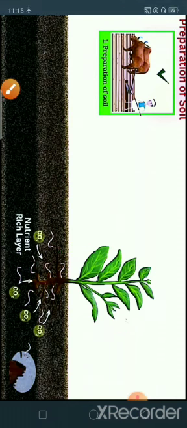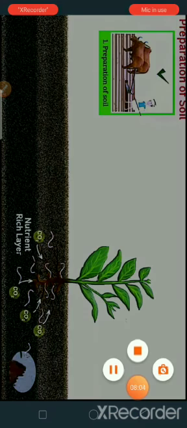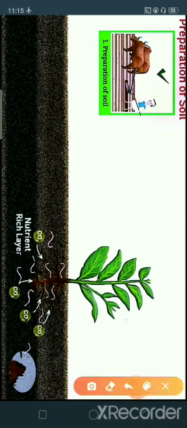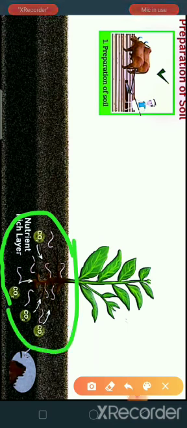Also, the loosened soil helps the microorganisms, such as microorganisms and earthworms present in the soil, to grow. These organisms make tunnels and further help to loosen the soil.